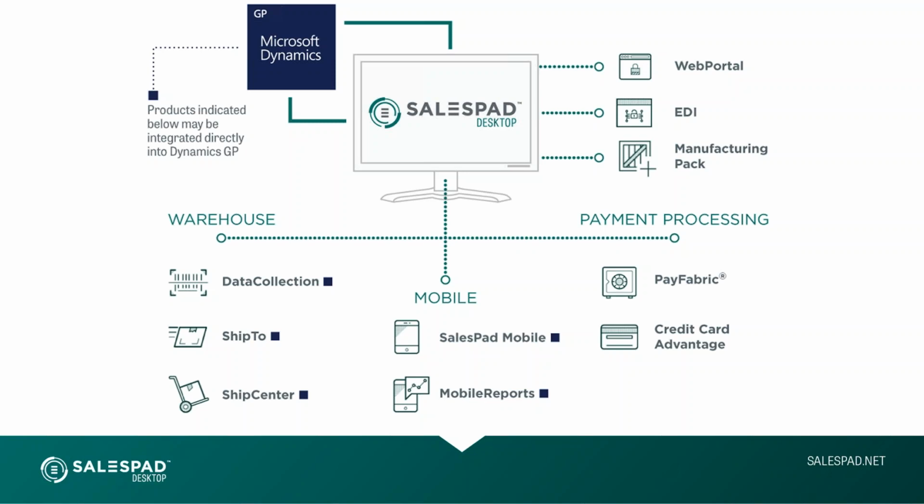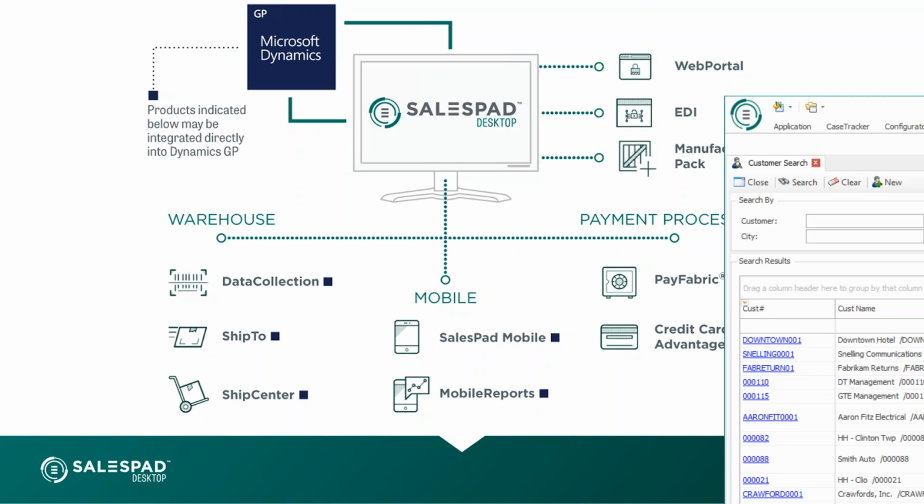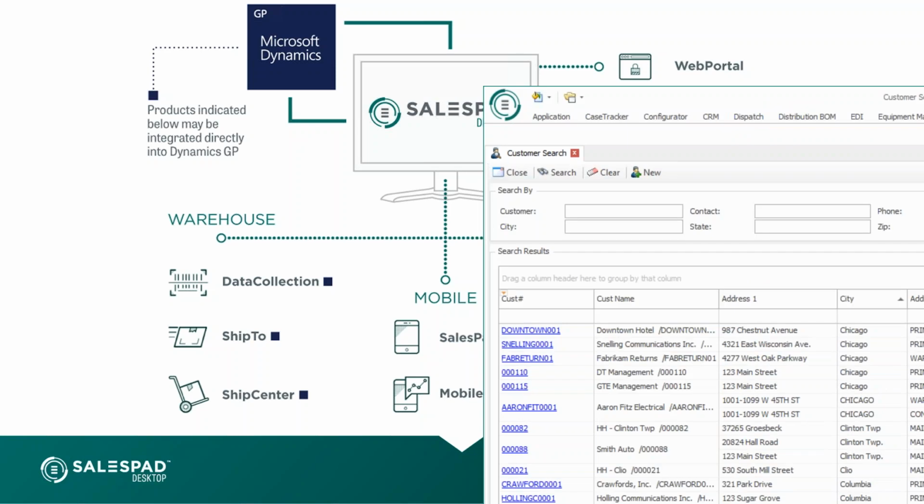So with that, I'm going to go ahead and jump right into the application. The demo today is going to be going over a start-to-finish, end-to-end process of looking up a customer, entering an order, pushing it through our fulfillment workflows, and then actually shipping it out the door. And I think that does a nice job of highlighting all of the benefits for distributors with SalesPad.